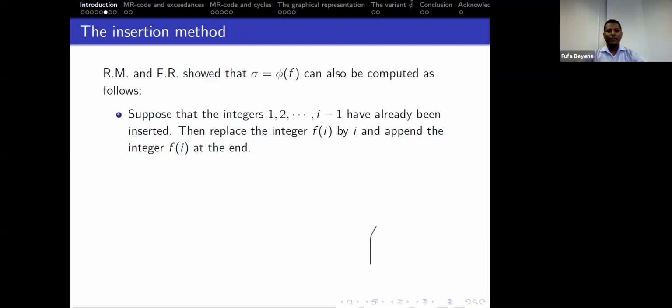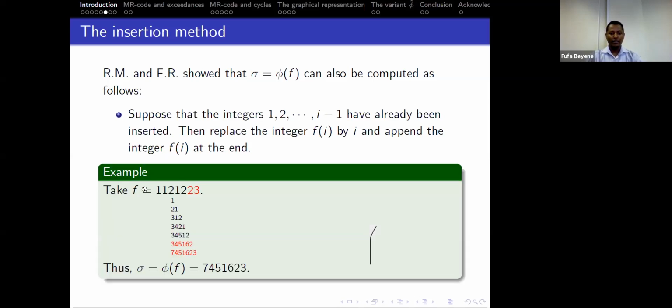There are different methods to calculate sigma from f, or f from sigma, rather than the product of transpositions. For instance, here we have the insertion method, and Mantaci and Rakotondrajao showed sigma can be obtained from f according to the following insertion method. Suppose that the first i minus 1 integers have already been inserted, then replace the integer f of i by i and append the integer f of i at the end.